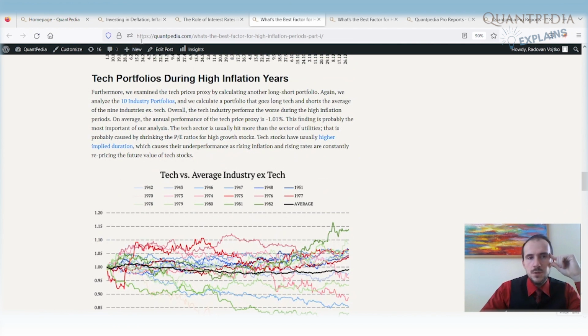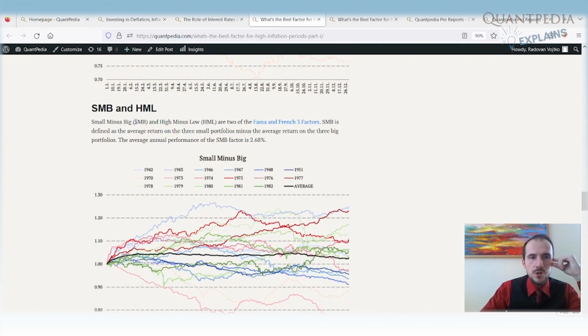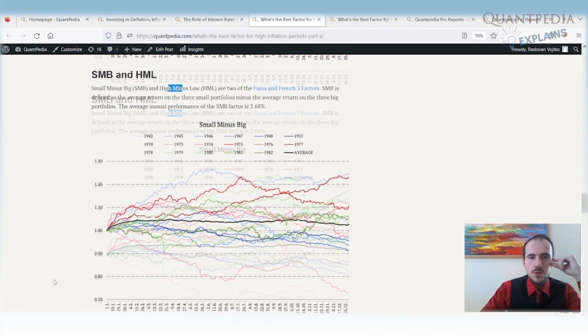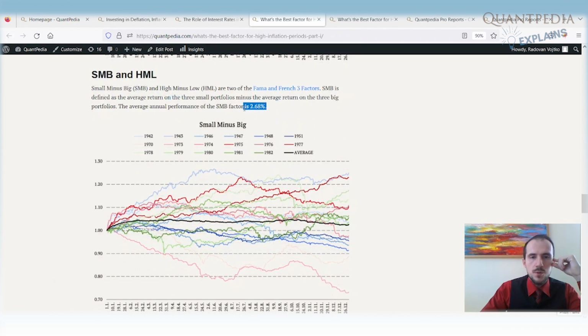What is interesting is the performance of tech stocks. Prices of tech stocks do not have a nice performance. They usually lose money during a high inflation period, as is happening at the current time. So tech stocks are not a very good hedge or portfolio for a high inflation period. We can check two of the Fama-French factors, small minus big and high minus low, so small stocks and value stocks. First, the small stocks perform positively, but usually lower than the average performance and the average inflation.